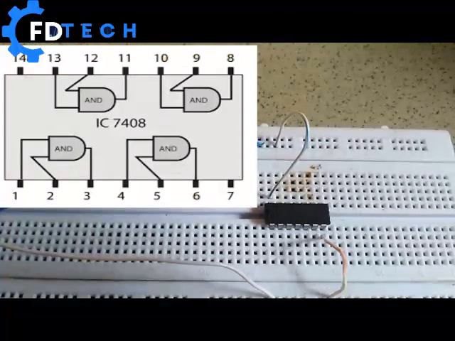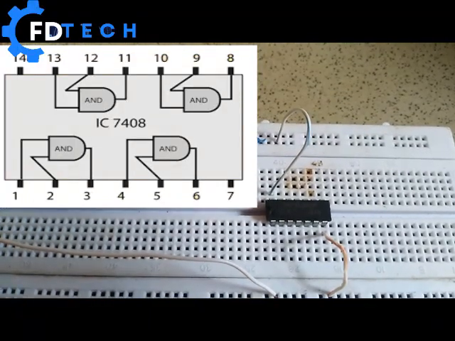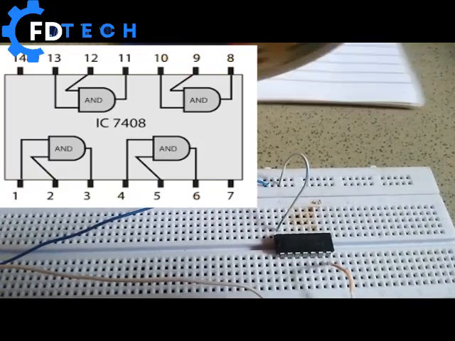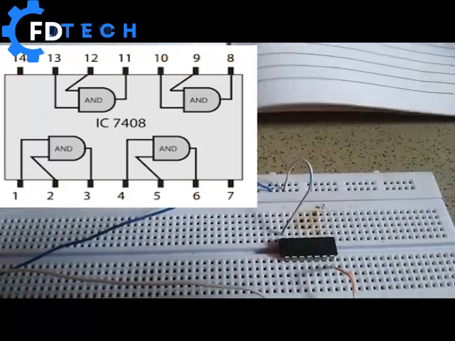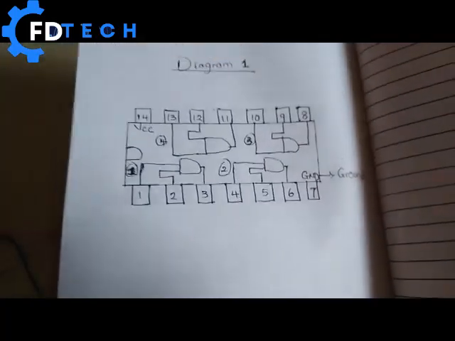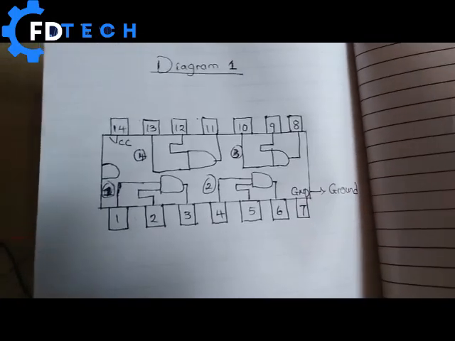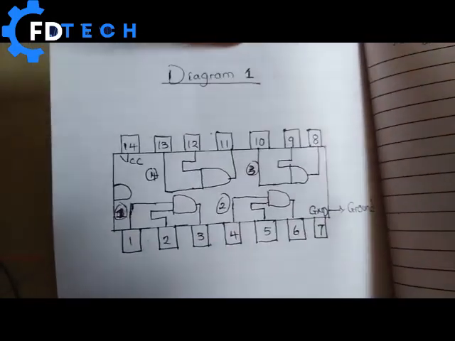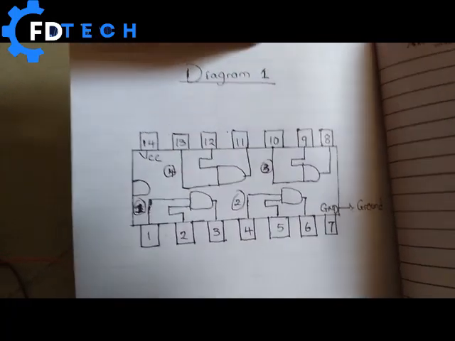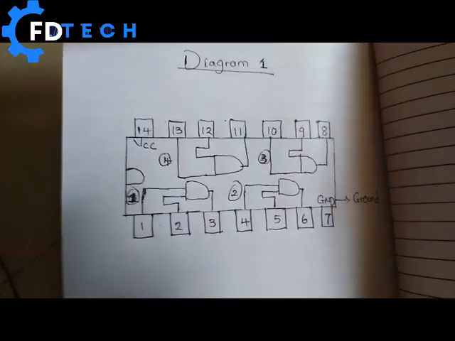Next will be to connect our inputs. But before then, do take note of this diagram in the book. I did a rough sketch here. I'm really not an artist, but please just pardon me. This is just the architecture of our IC.